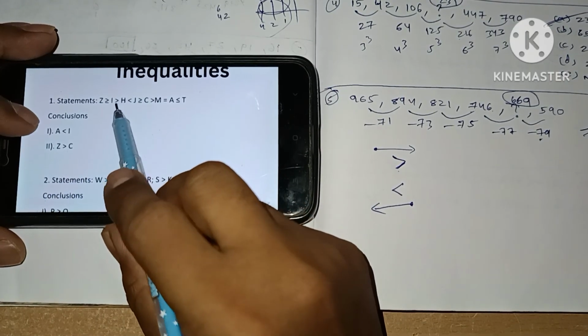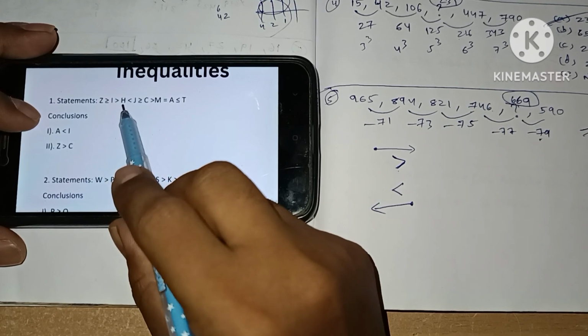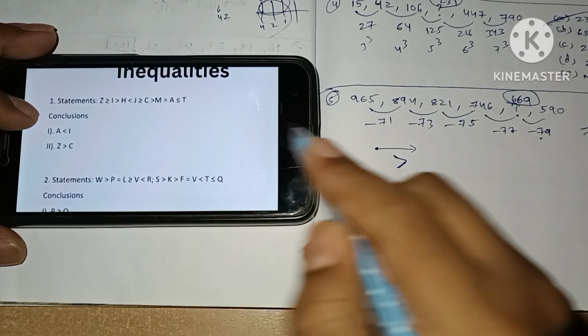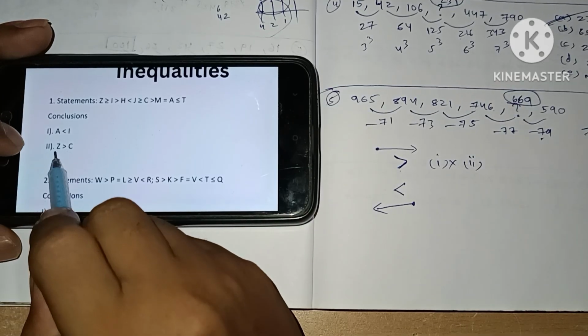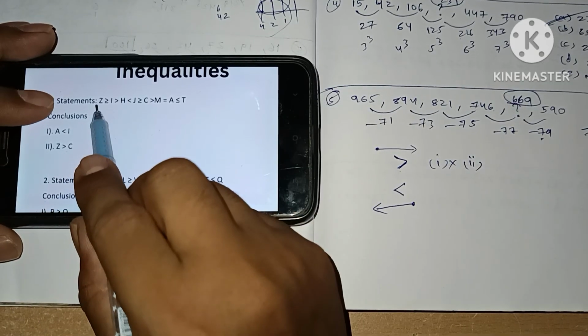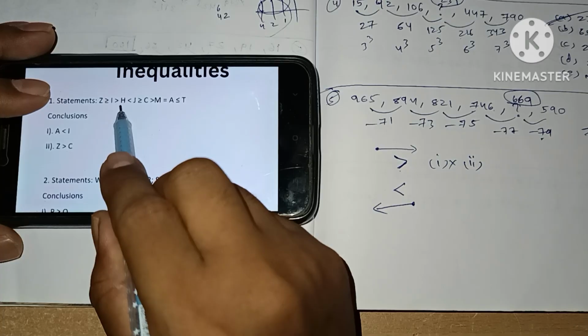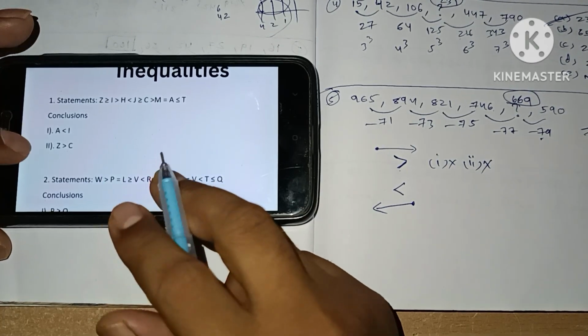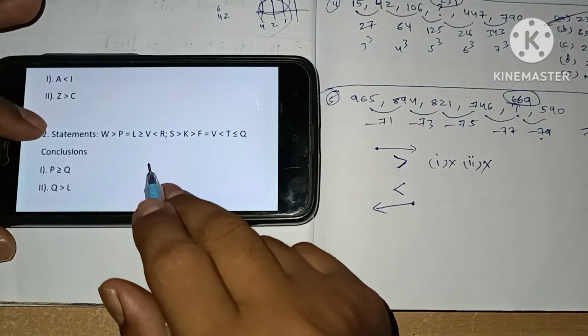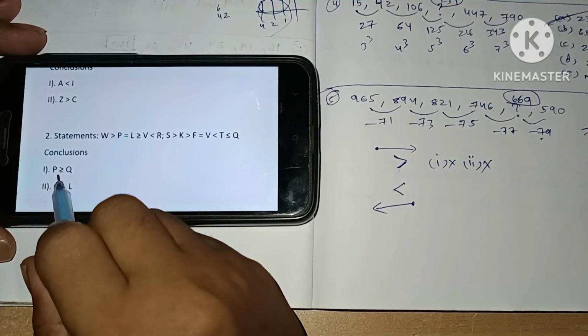From I we can reach to H, but we cannot reach A. So first conclusion will be false. Let's see second conclusion. The flow from Z to C. From Z we can reach up to H but not to C. So second conclusion is also false. Let's see second question. The flow from P to Q with everywhere equal to.